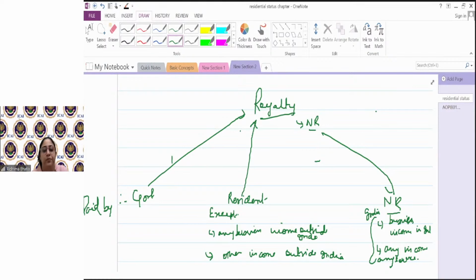What is the difference? Ruturaj, absolutely correct. Rito, absolutely correct.